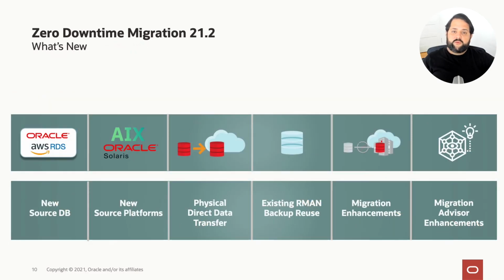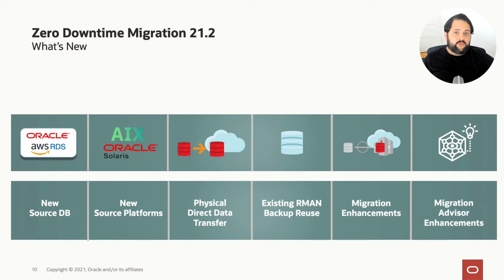Now, regarding the new features in 21.2, we introduced the option of migrating Oracle databases residing on AWS RDS to the Autonomous Database with logical offline migration, the support for AIX and Solaris-based Oracle databases for logical offline migration as well, and physical direct data transfer. So basically it means that for physical migration, customers can choose whether to use the object storage or a backup location to transfer the backup files. There's also a way to do it directly between the source database and target database, and I'll be talking more about that in a bit. Then, of course, we have the option to use existing RMAN backups.